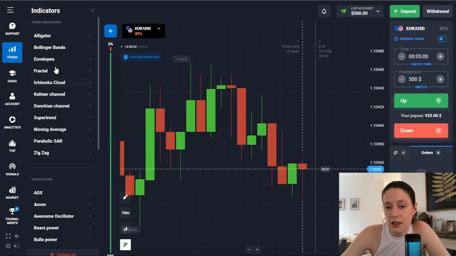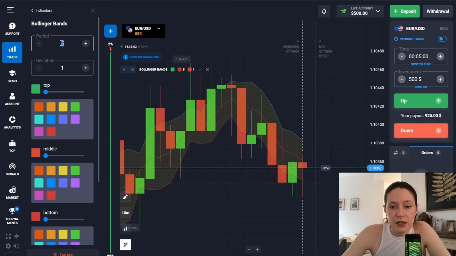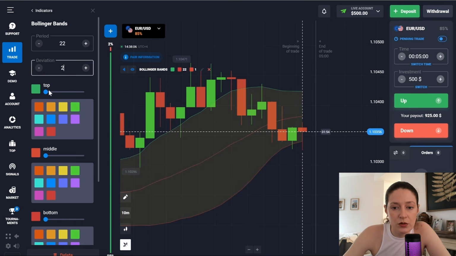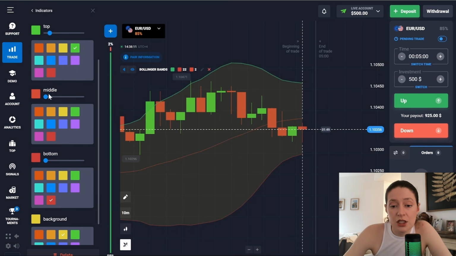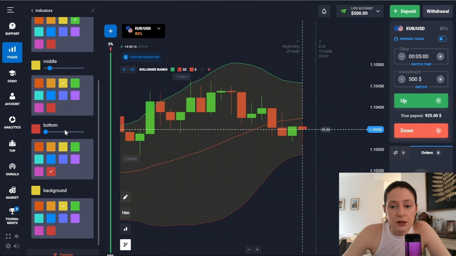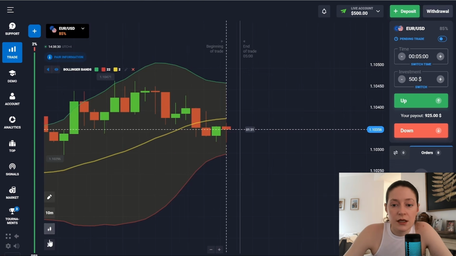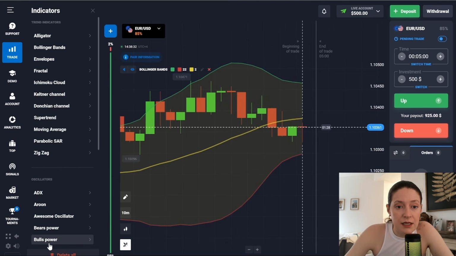The first indicator is Bollinger Bands. I increased the period to 22 and 2. This is the main indicator of this method, and I changed the colors so that the good moments are easily perceived by the eye. Let's thicken some lines. The second indicator of this method is MACD.